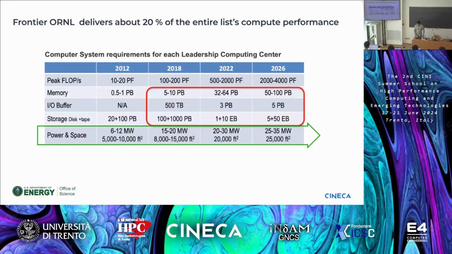The main point is that there is a cost of such a large system, power and space. You see, going from 6 to 12 megawatts, from 5,000 to 10,000 square feet, and if you go up to where we are now, you are actually going to 20 to 30 megawatts, okay? And look at the size. So there is a limiting point where you have to take into consideration, just having a large system when you want to do a lot of computation.